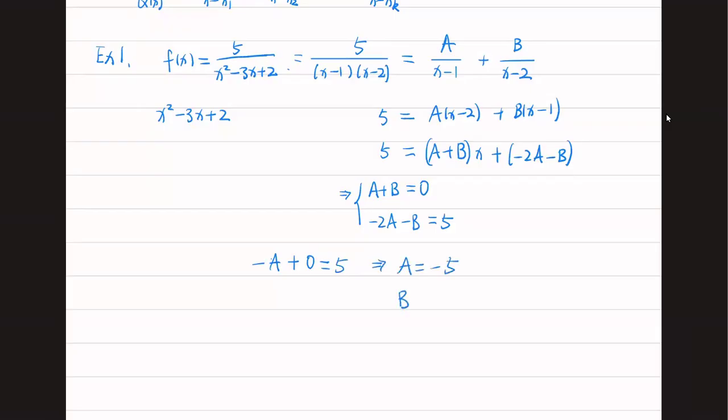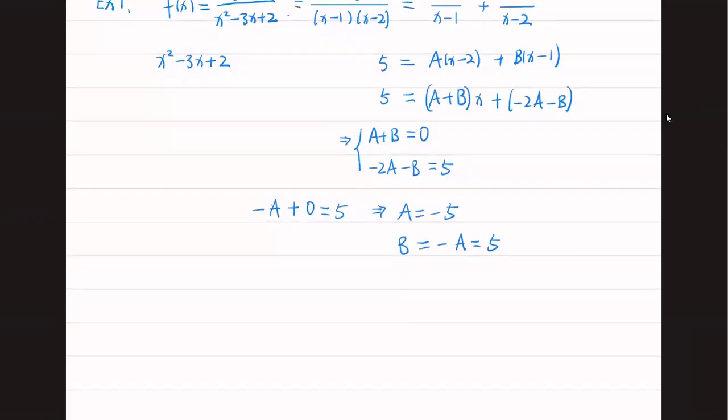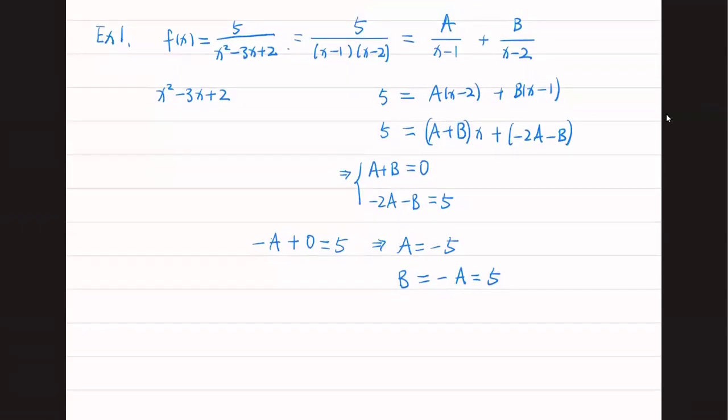And that's b equals negative a. Okay. So we have the decomposition. A is -5. B is 5.